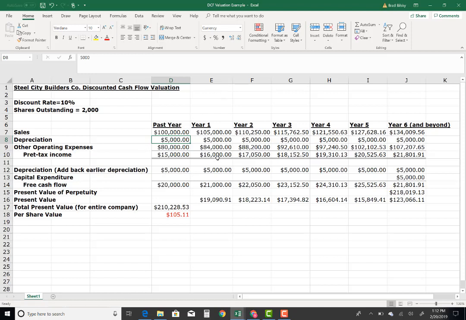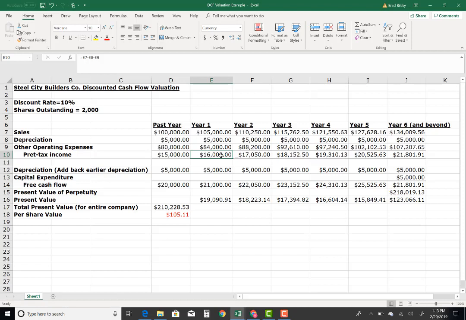So basically what you're doing here for every year, you're just taking the depreciation amount you had, 5,000 in this case, and adding it back here. So if we look at year 1, we had 105,000 in revenue, we had 5,000 in depreciation, we had 84,000 in other expenses. So we were taking that 105 minus 89 to get our pre-tax income of 16,000.